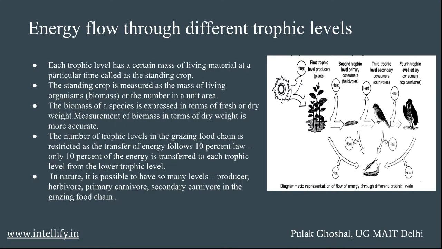Okay, so each trophic level would have lower energy. In nature, it is possible to have many levels: producers, herbivores, primary consumers, and so on. It could be not only a food chain, it would be a food web. Here you can see that at the first trophic level, some energy will go out as heat and the rest would be transferred to the other organisms. So this is how the flow of energy takes place across different trophic levels.